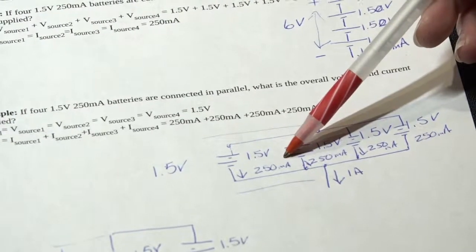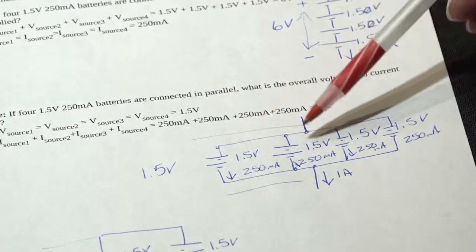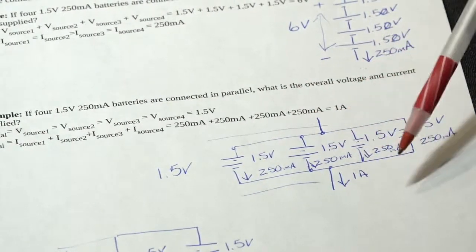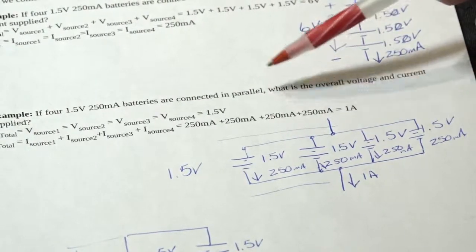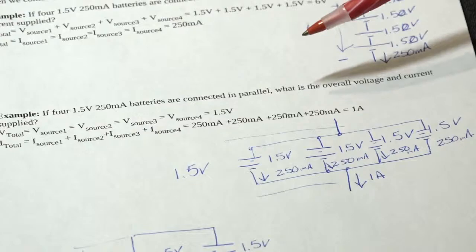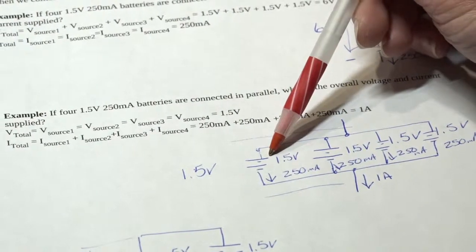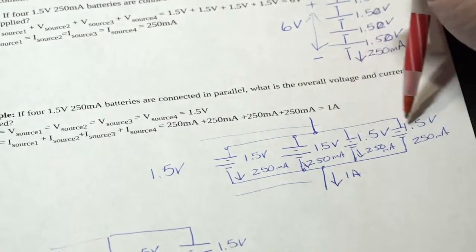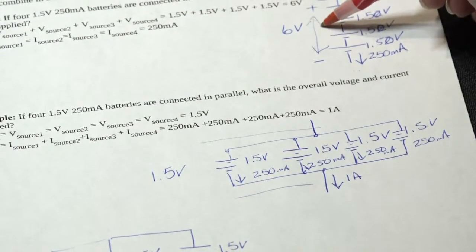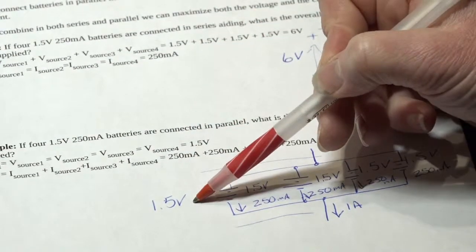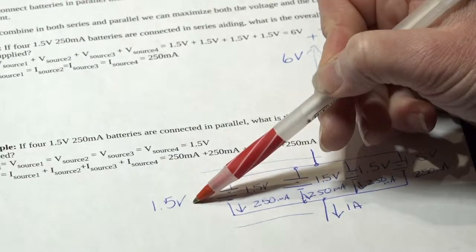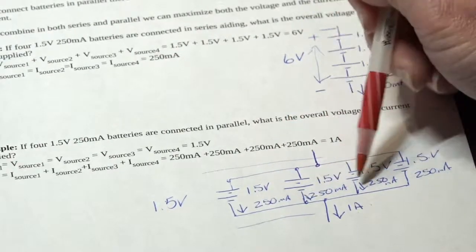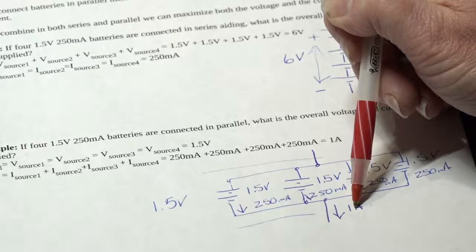Now, if we connect things in parallel, and by the way, when voltage sources or batteries are hooked up in parallel, they must be the same voltage. If one of them is less than the other, that causes problems. So when we connect things in parallel, note if we put the same 4 batteries in parallel, the total amount of voltage seen, instead of being 6 volts like in series, is just 1.5 volts. But the total current that they can supply is 1 amp because it's the 4 250s added together.